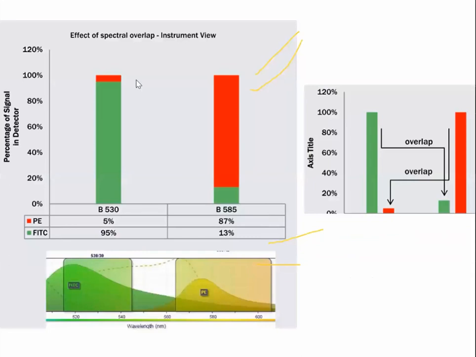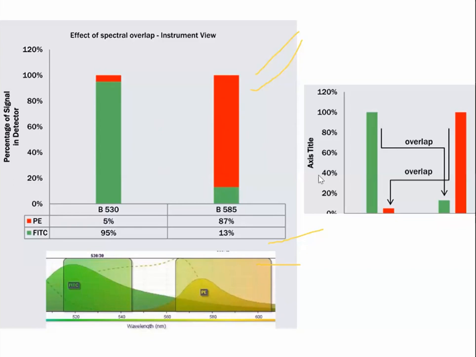Okay, so this is how I do this. As I discussed, in the FTC channel or the FTC detector, 95% of the light is from FTC, which is correct. But 5% of PE is getting collected in the FTC channel, which I need to remove. Similarly, in the PE channel, 87% of light is from the PE fluorochrome, but 13% of light is from the FTC fluorochrome, which I need to remove.